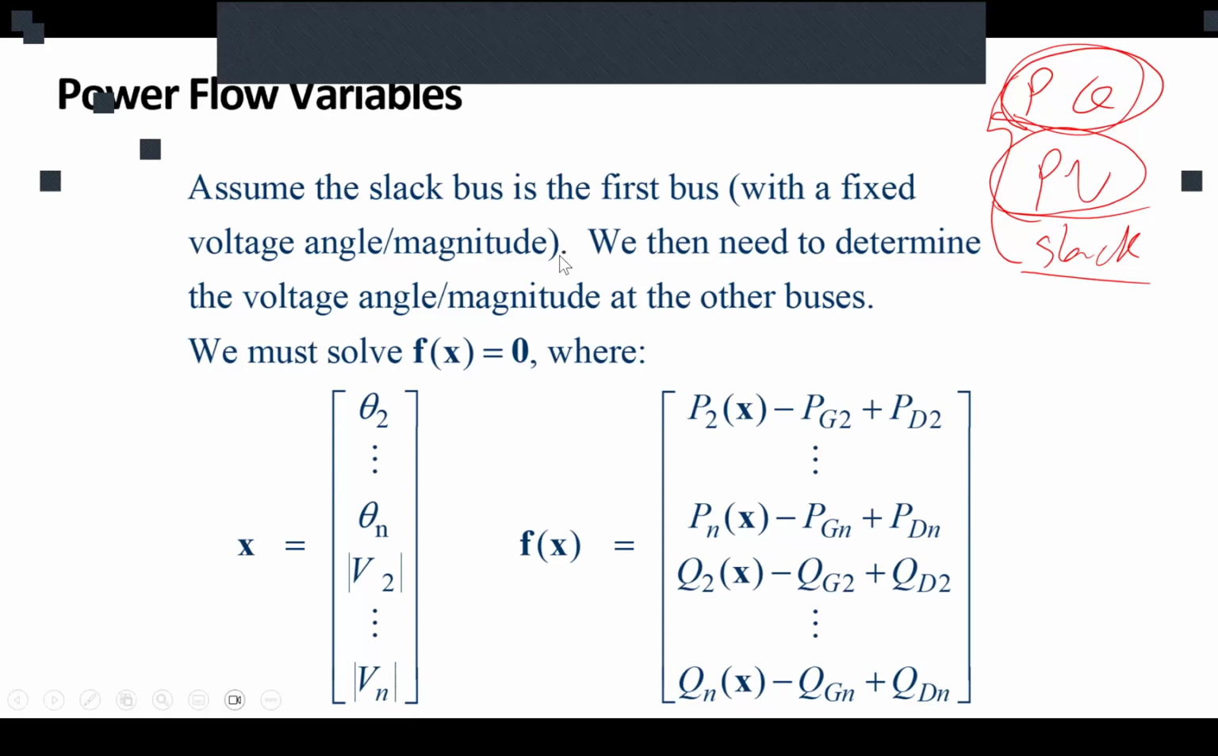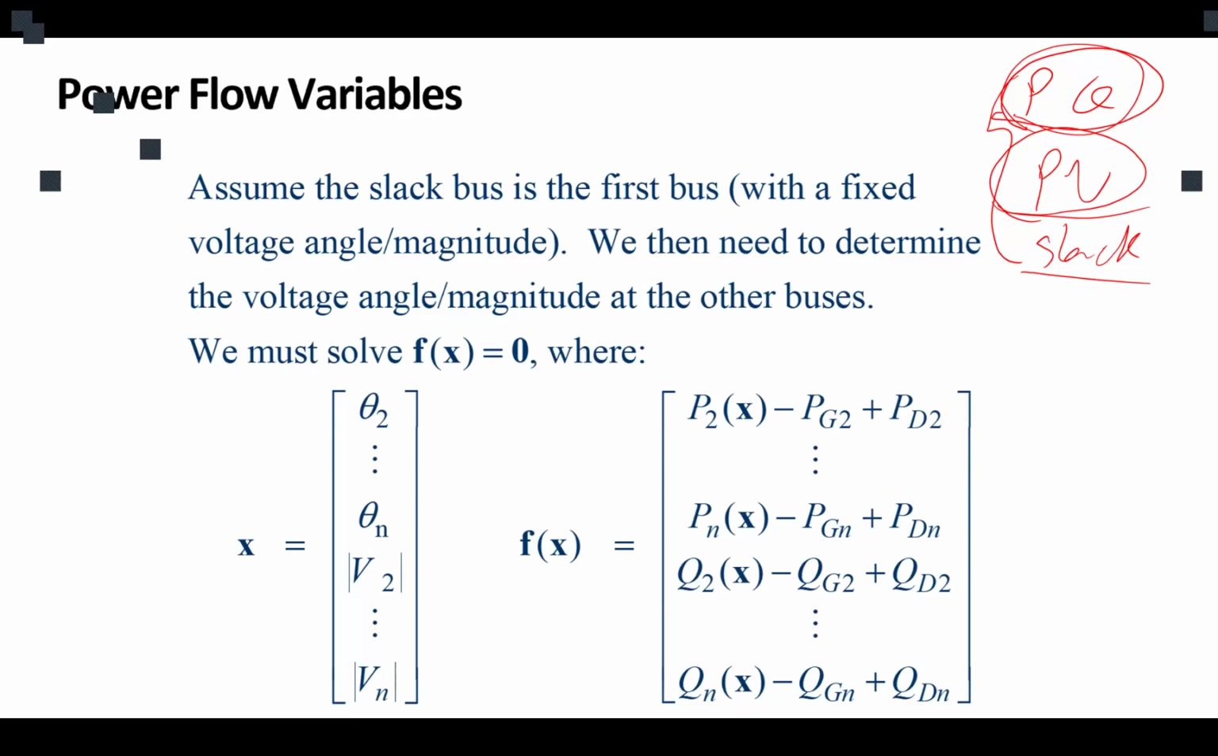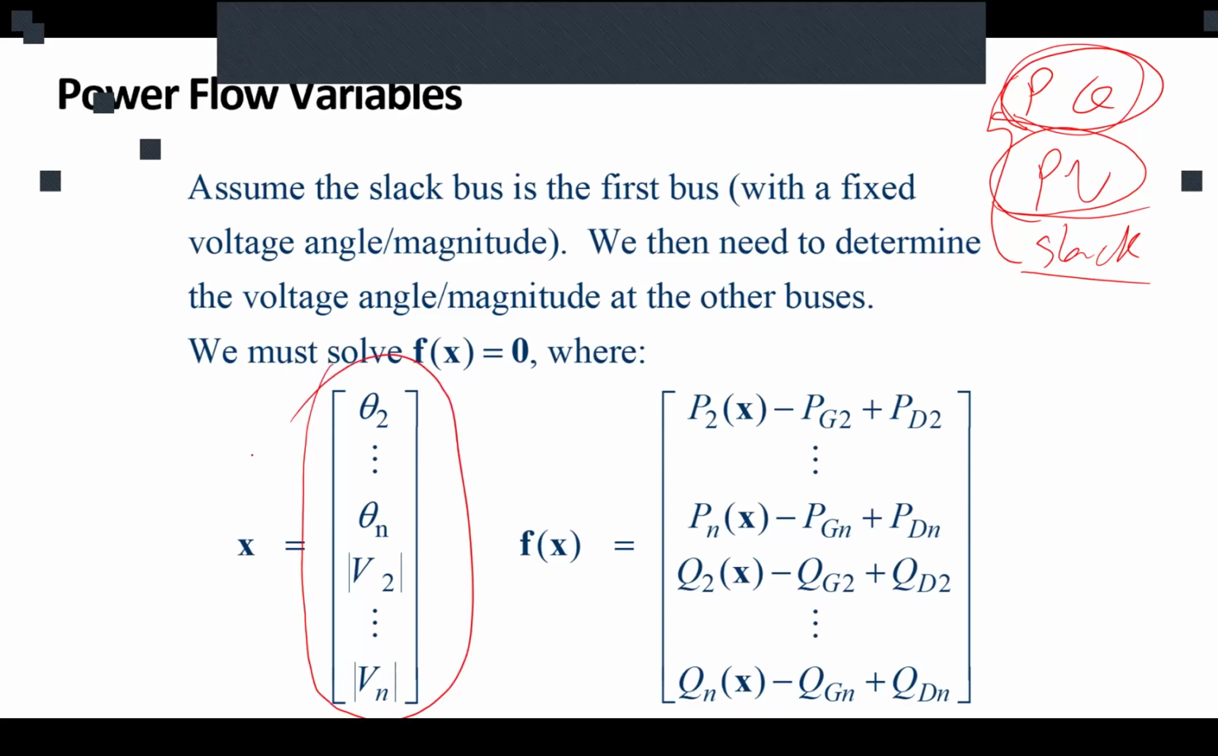Okay, now that being said, for this example, what you see here, we consider a PQ situation when we know all the P's and Q's, and we want to find out the voltages and thetas. So our unknown variables are the amplitude of the voltages and amplitude of thetas, and our known variables are all the P's and Q's.